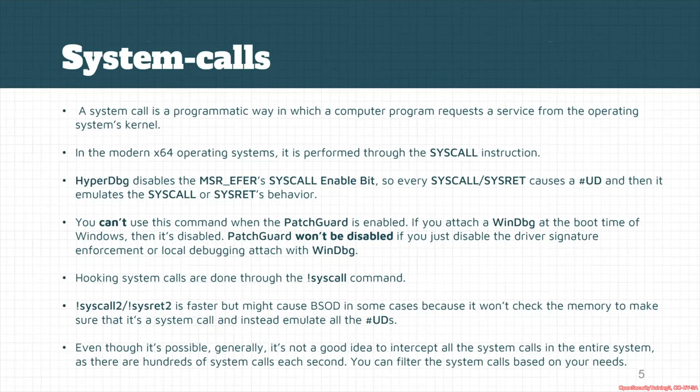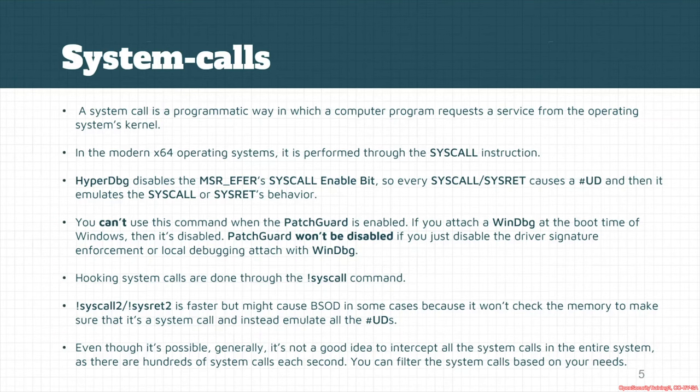This describes how we implemented the syscall interception mechanism in HyperDbg. In HyperDbg, we set the syscall enable bit to zero in the EFER register, in this model specific register. So whenever a syscall or a sysret instruction is executed on the entire system, a UD or an undefined exception is thrown, and then HyperDbg intercepts this exception and tries to emulate the syscall and sysret instructions.